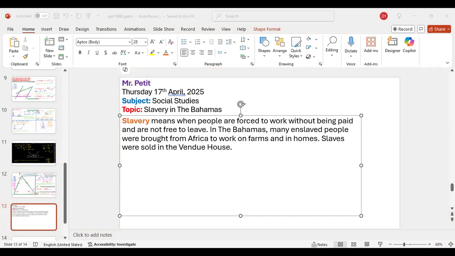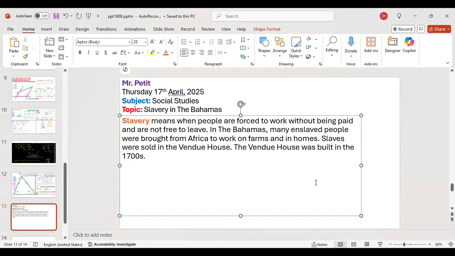The Vendu House was built in the 1700s. The word Vendu is an old word that means public sale or auction.